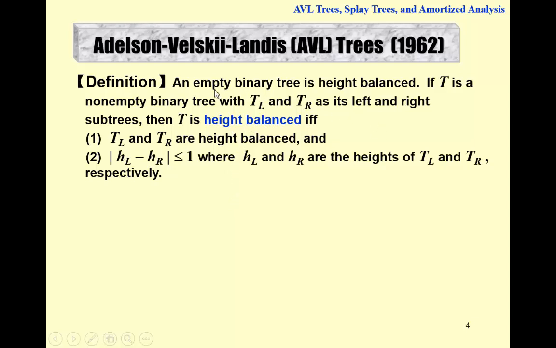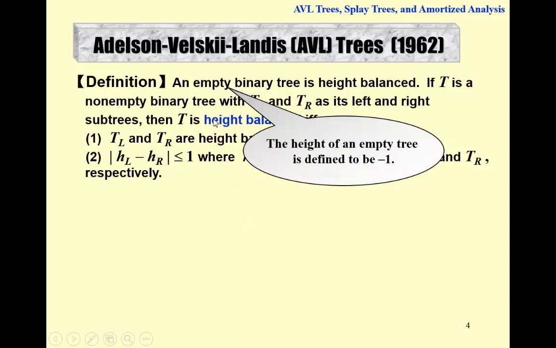First of all, if a tree is empty, then it's considered to be height balanced. If it's non-empty, we say it's height balanced if and only if its left and right subtrees are both height balanced. So it's a recursive definition. And their heights differ by at most 1. So this is basically the definition of an AVL tree: it is height balanced. For an empty binary tree, the height is defined to be -1.